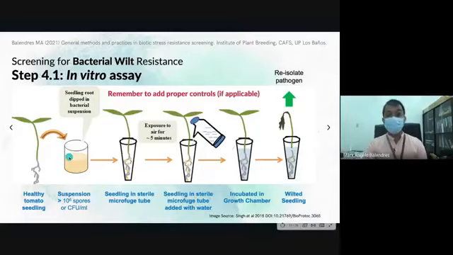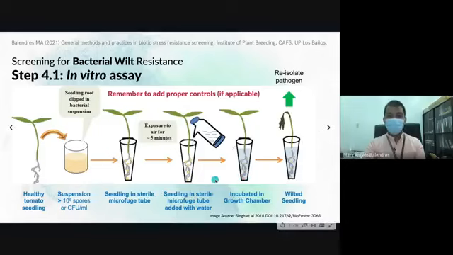Now, in this in vitro assay, if you have a healthy tomato seedling, you just submerge the root of the plant into your inoculum suspension, which is 1 million CFU per mL. After dipping in this suspension, you leave it for 5 minutes to air dry. And then you add water in a microfuge tube and incubate that in a growth chamber. Usually you'll get wilting after 3 days, depending on the reaction of the plant.